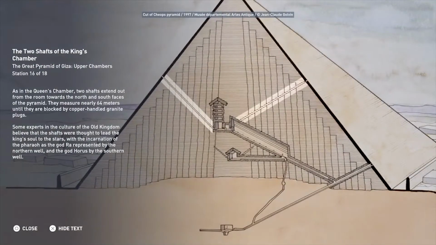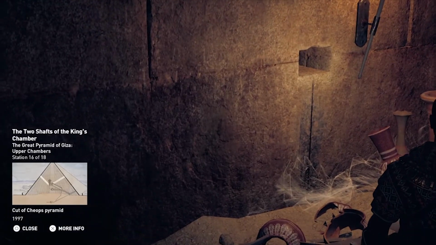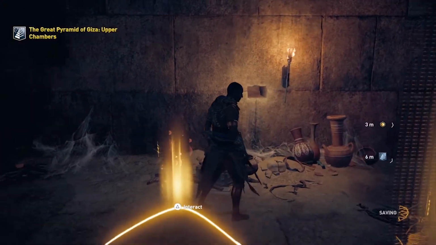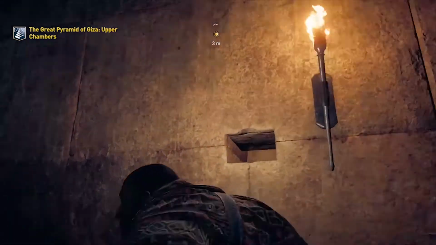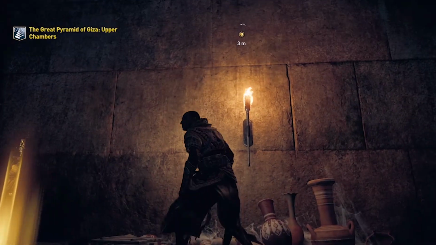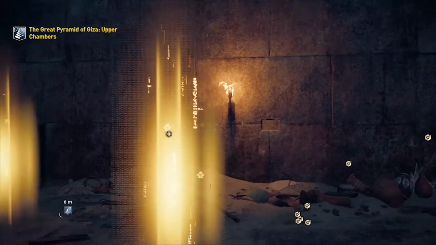As in the Queen's Chamber, 2 shafts extend out from the room towards the north and south faces of the pyramid. They measure nearly 64 meters until they are blocked by copper-handled granite plugs. Some experts in the culture of the Old Kingdom believe that the shafts were thought to lead the king's soul to the stars, with the incarnation of the pharaoh as the god Ra, represented by the northern well, and the god Horus by the southern well.